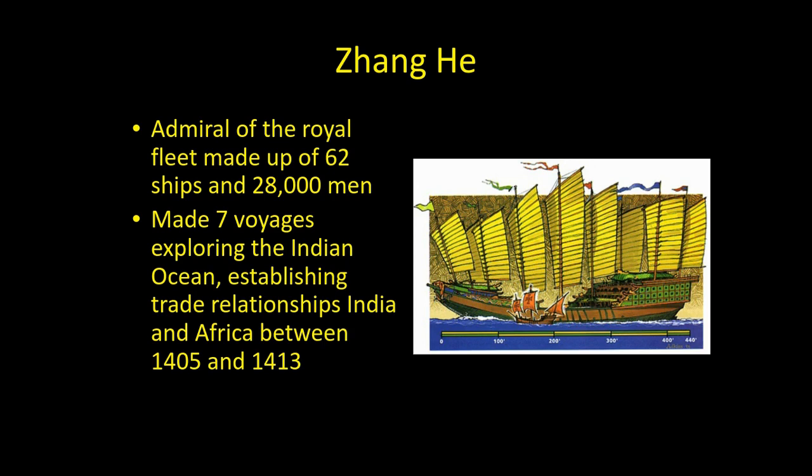Unfortunately, while Zheng He was still alive, the Ming emperor died, and his son decided that it wasn't that important to continue exploring. And he basically had Zheng He come back to China, and they burnt all of the ships. Why they burned all of his ships, we have no idea. It is one of the great mysteries in history.